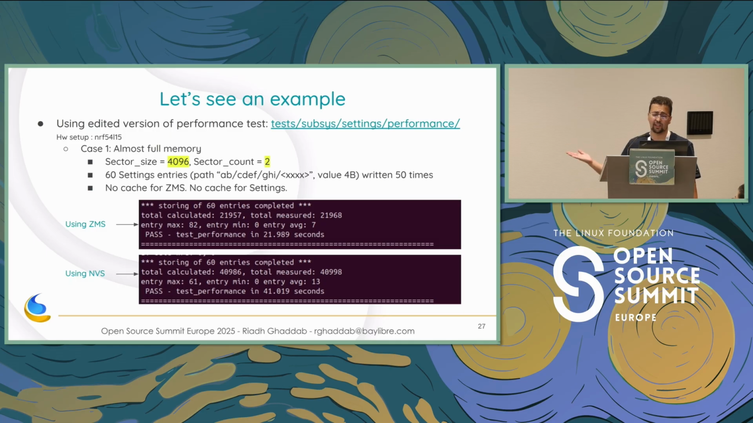If you see here, with NVS, because it's doing the arrays on top of ZMS, the arrays operation is doing like 1,000 writes, so that's why it's slower. It's like 40 seconds. With ZMS, it's also very slow. It's like 21 seconds for 60 entries 50 times. So it's also very, very slow.